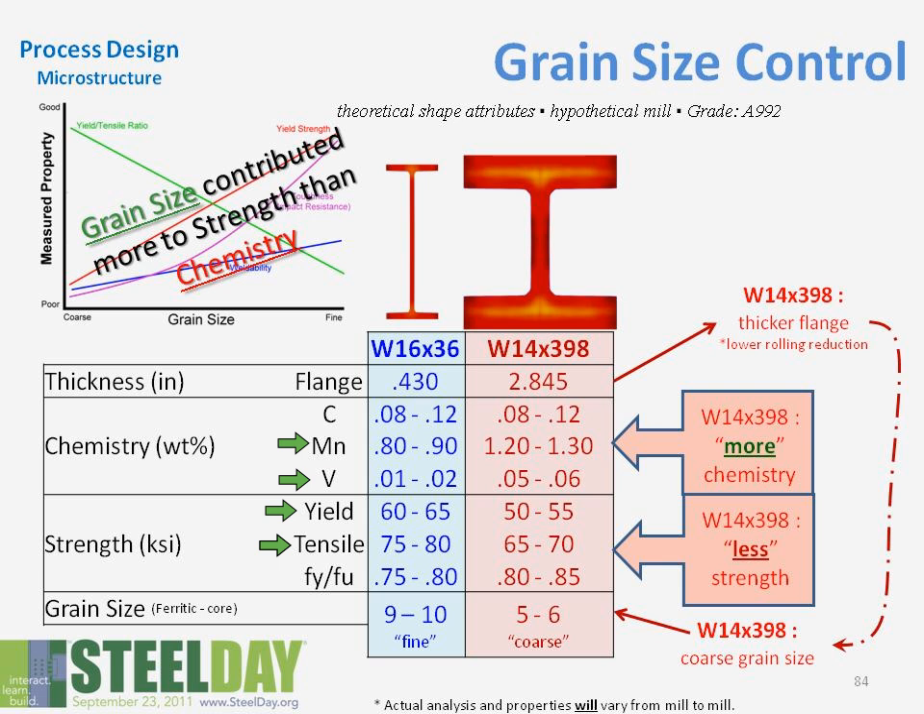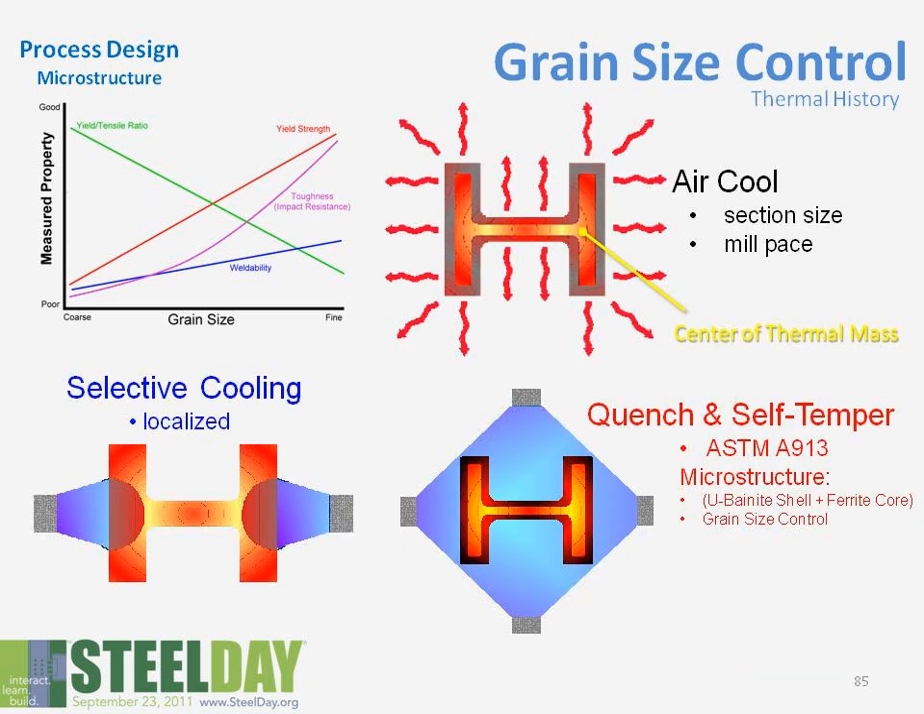Why? Because we have a lower rolling reduction with the 398, so we end up with a coarser grain size versus the 16 at 36. So kind of counterintuitive. What we're seeing is grain size in this instance has contributed more to strength than has chemistry. There are some other things that steel producers can do to affect grain size.